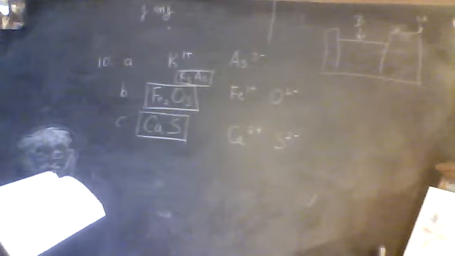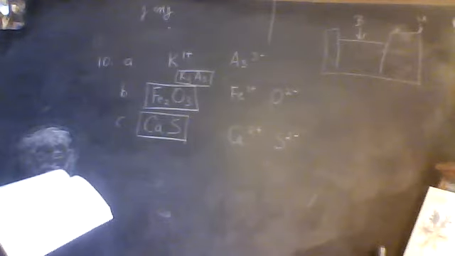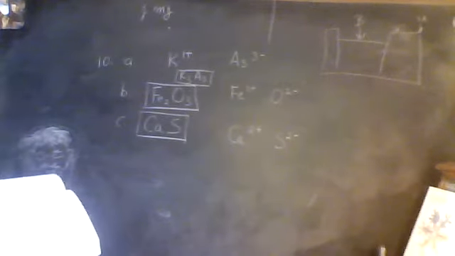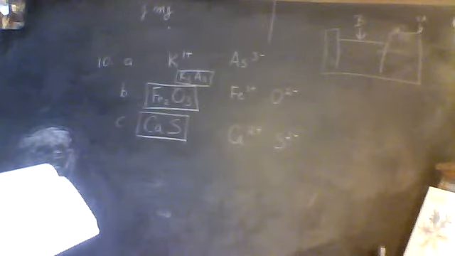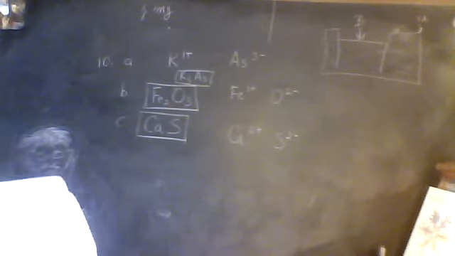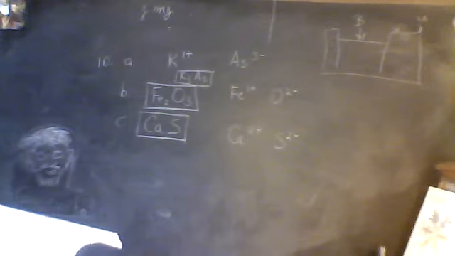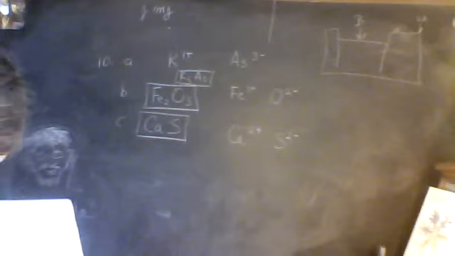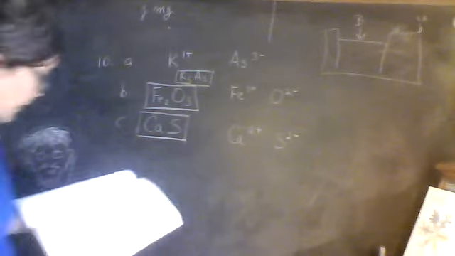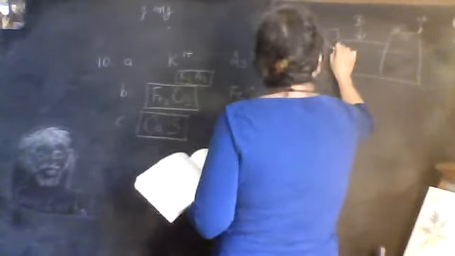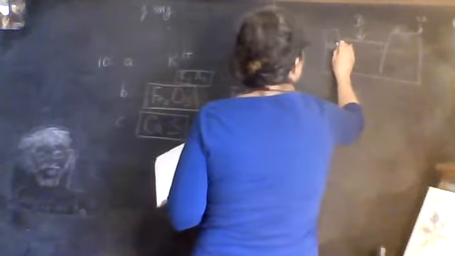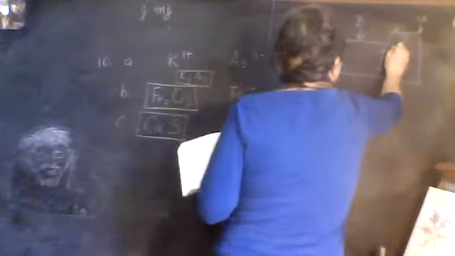Number 11, which of the following atoms gives up its electrons most easily? Okay, magnesium, sodium, and phosphorus, excuse me. P is phosphorus. So sodium is here. Okay, and magnesium is right next to it. And phosphorus is way over here.